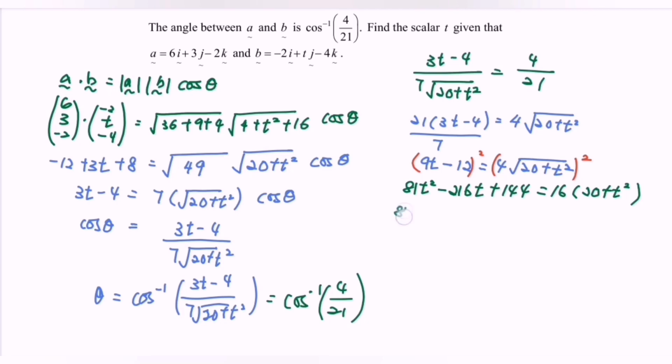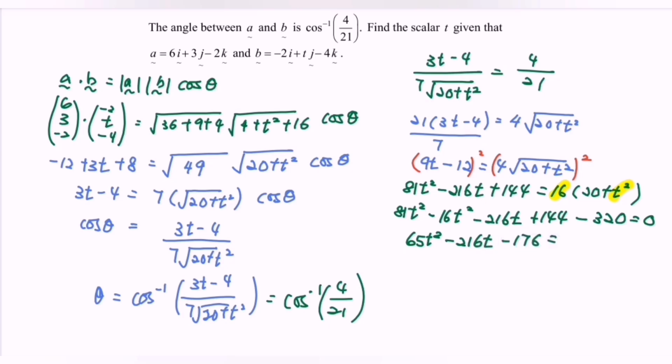So here we have 81t squared. Focus on this part. We have positive 16t squared. So if we rearrange, we will have 81t squared minus 16t squared minus 216t plus 144 minus 320 equals 0. So we have 65t squared minus 216t minus 176 equals 0.